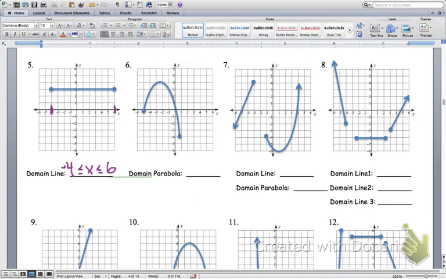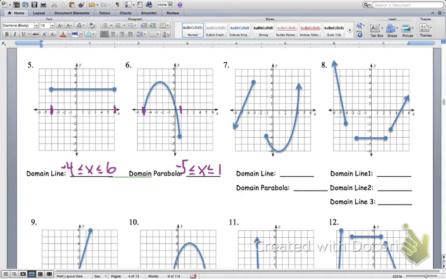Same thing for the next one. It starts at -5 and it stops at +1. So where x is between, less than or equal to -5 to +1. So it's pretty much all the x's in between -5 and +1. It doesn't exist outside of that.